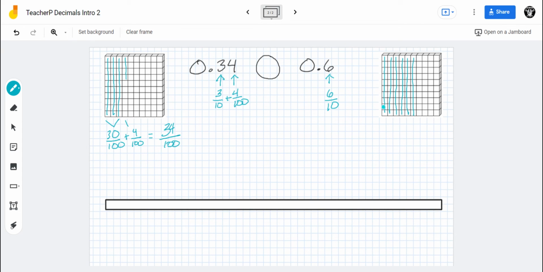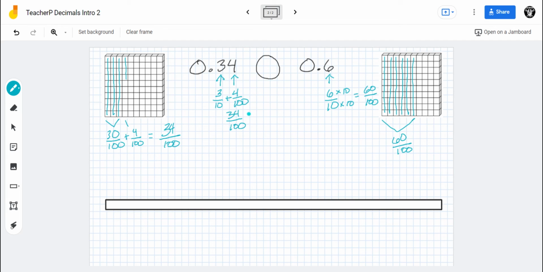Now let's take a look over here. You can see that I have 6 tenths shaded in. But if you count all the little tiny cubes, I have an equivalent fraction, which is 60 hundredths, right? Because I can take 6 over 10, multiply times 10 and times 10. In fact, I'll just do that for you right here. Remember this, and we end up with 60 over 100. Same thing if I took 3 tenths and multiplied by 10, I get 30 over 100 plus 4 over 100 is 34 over 100, right?